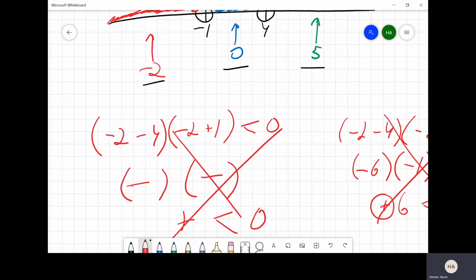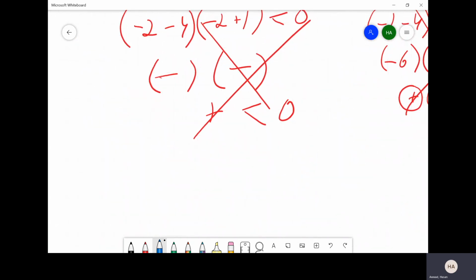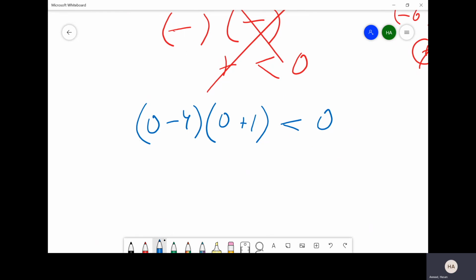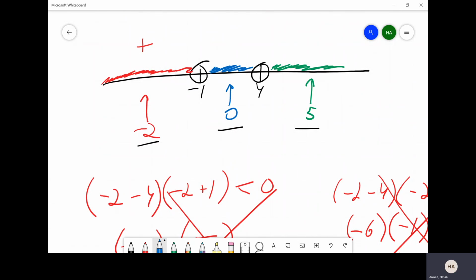So the other interval that we're going to do now is the blue interval, or the middle interval, which is 0. So we're going to test 0, and we're going to say, okay, we have 0 minus 4, and 0 plus 1 is less than 0. We get 0 minus 4 is a negative number, 0 plus 1 is a positive number, so we get a negative times a positive, which is a negative, and we know that a negative is in fact less than 0. That's by definition, any negative number is less than 0. So hooray, this one works.